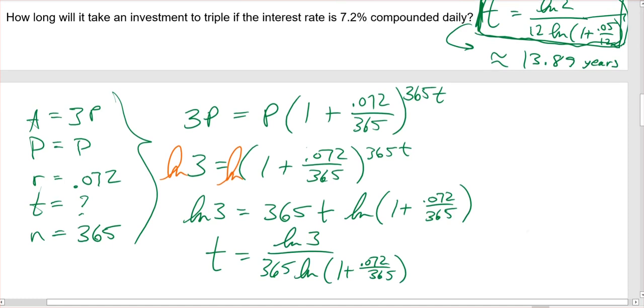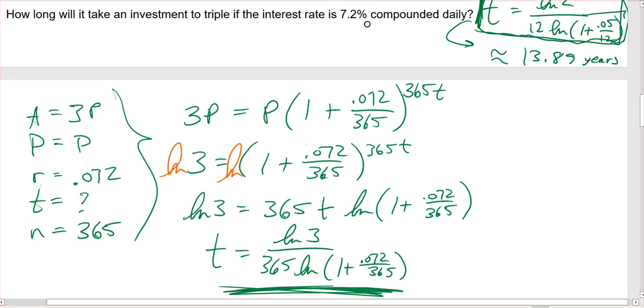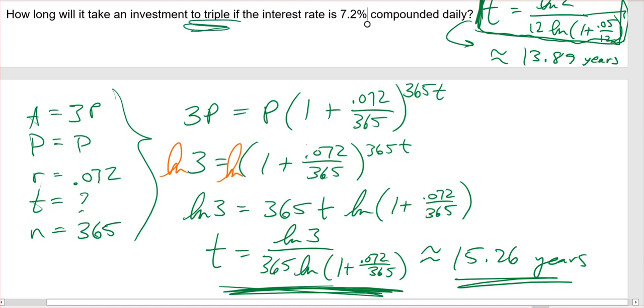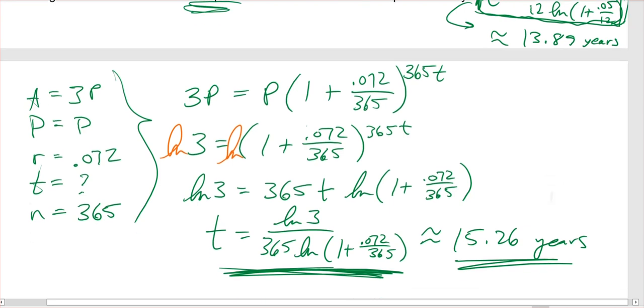And now, as far as an exam answer, this is just fine. This is exactly what we want. But now in your homework, it is going to want a decimal, so we should crank that on through, 15.26 years. And we can use a calculator there and find that value. Okay, cool. So now we can find how long will it take an investment to triple? We could find how long it takes an investment to quadruple, or give us 5 times what we had, or something like that. All right, great.